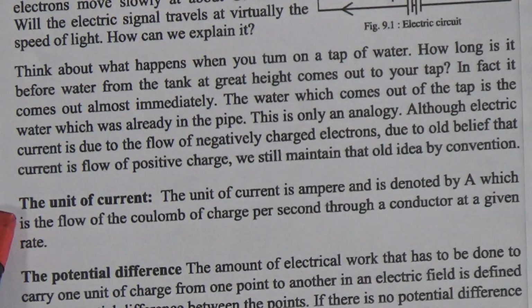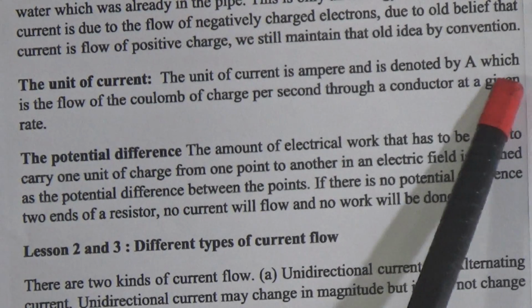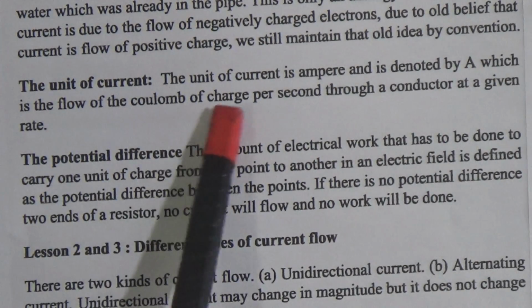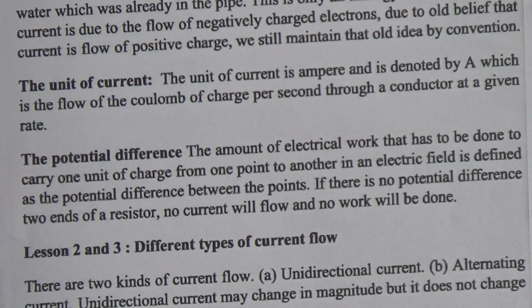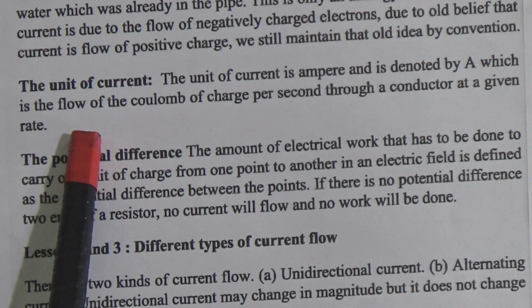Now come to the unit of current. The unit of current is the ampere, denoted by capital A, which is the flow of one coulomb of charge per second through a conductor at a given rate, and that is the definition of the ampere.